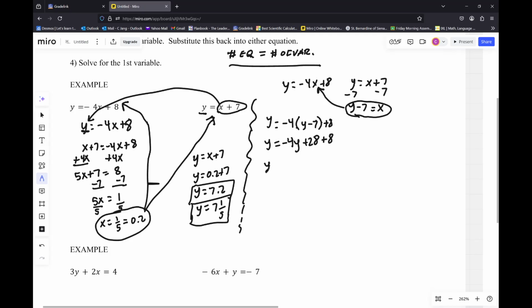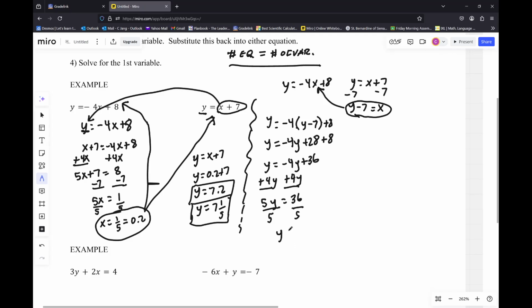And then we're going to work this a little bit more. Negative 4y plus 36. And then I want to solve for y, so I need to put all the y's on one side. I'm going to move them to the left. So plus 4y, plus 4y. And that's going to be 5y is equal to 36. And if I divide by 5, this should give me a value of y.